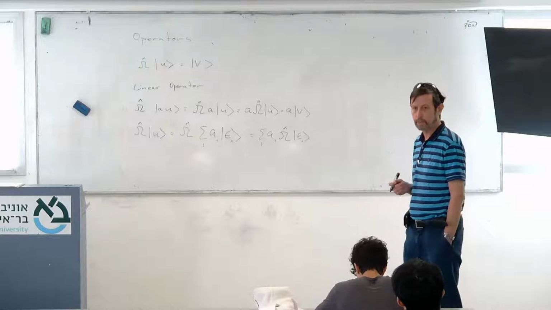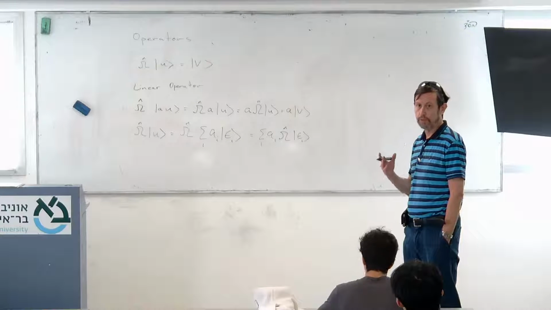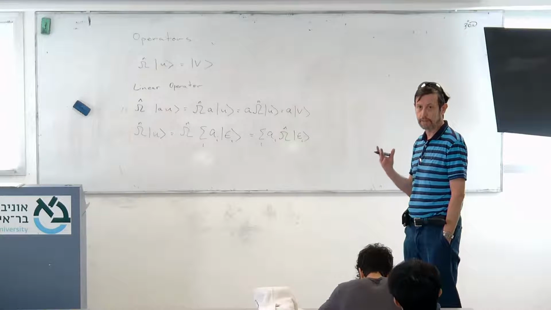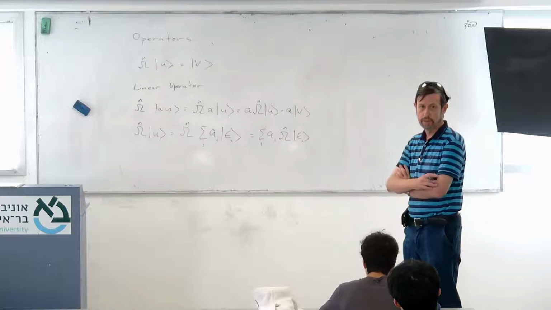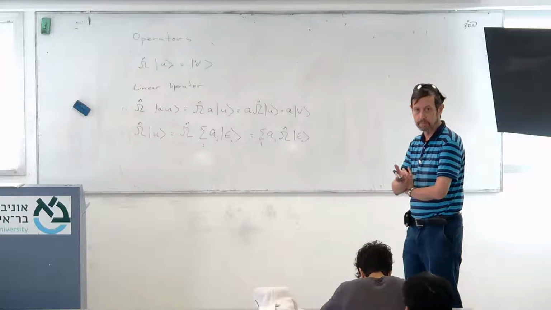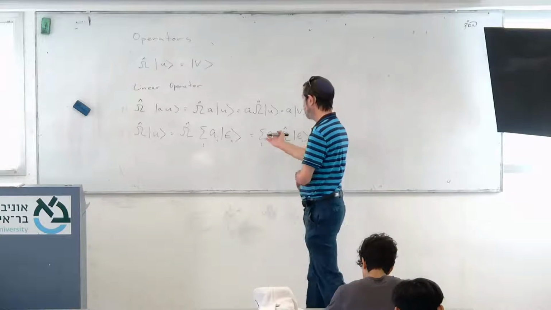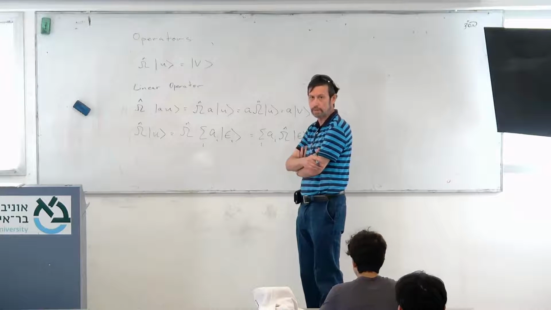So what does that mean? It means that if I know how the operator transforms each one of the basis vectors, I know how it transforms any vector in this space, because it's just a linear combination of the transformation of each basis vector.